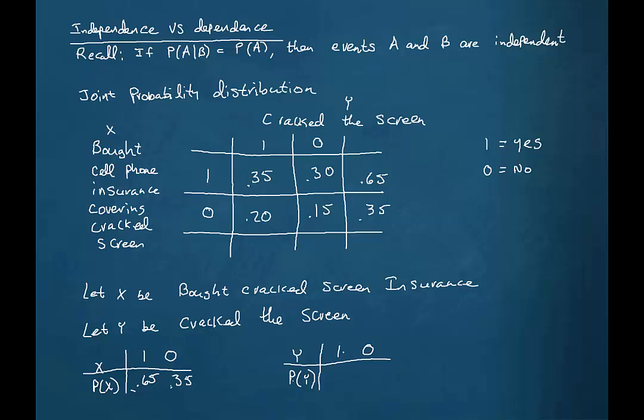Let's do the same thing for Y. Y could be 1 or 0. The probability that Y would be 1 would be 0.55. And the probability that Y would be 0 is 0.45. And we get that by adding these cells. And again, we have a valid probability distribution for Y. And this column sums to 1, and this row sums to 1, as it should be.